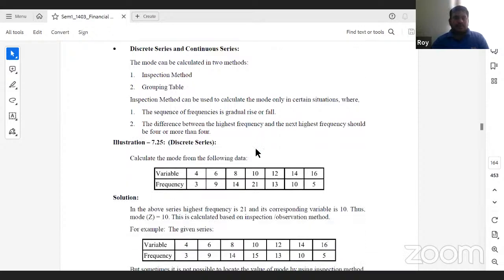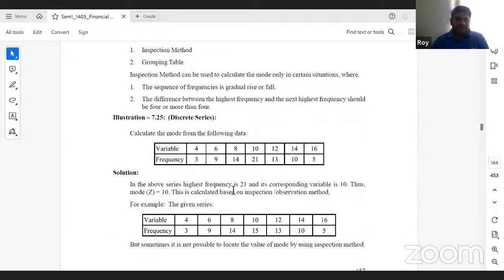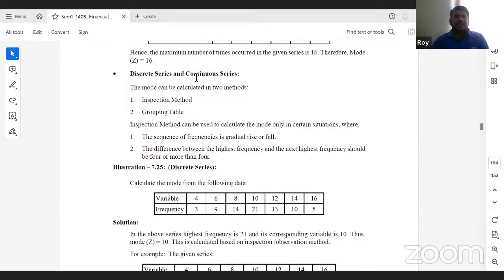This is a regular one. Discrete series. This is the frequency and how to calculate this for discrete and continuous series: the inspection method and the grouping table.